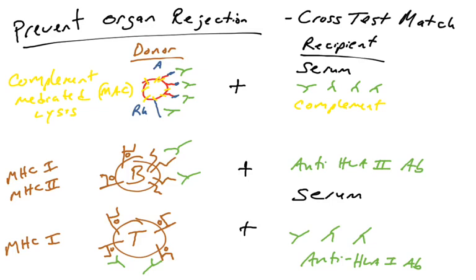So this is how we ensure, with a cross-test match, that the recipient doesn't have any antibodies that would recognize molecules on the surface of donor cells. If it does, then that would lead to hyperacute rejection. And in the lab, we can mix the serum from the recipient with the cells from the donor. If we get complement-mediated lysis, we know this is not a good match. If we get no lysis, then we're good.